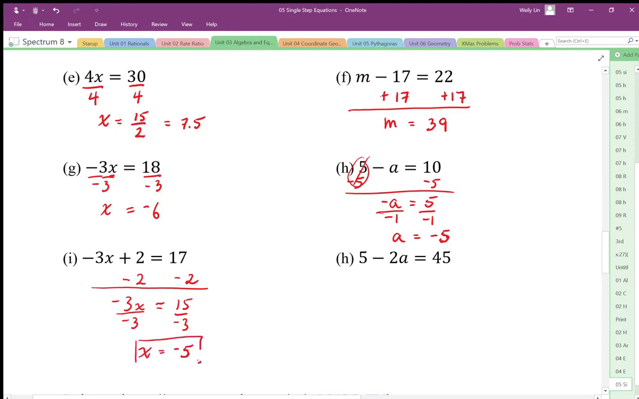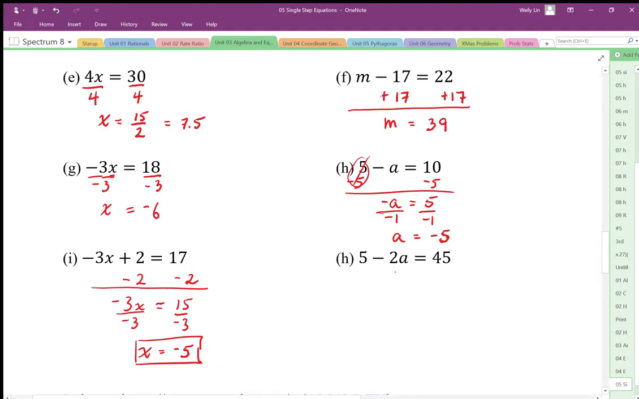Okay, now just double check that. Negative times negative is positive 15, plus 2 is positive 17. And I want to make sure that I do the opposite, the plus first, because if I do the divide first, technically I could, but then that means I have to divide everything by negative 3, which doesn't divide very nicely. So it's much easier to do it in the opposite order. So addition, subtraction first, multiplication last. And that way we're undoing the BEDMAS.